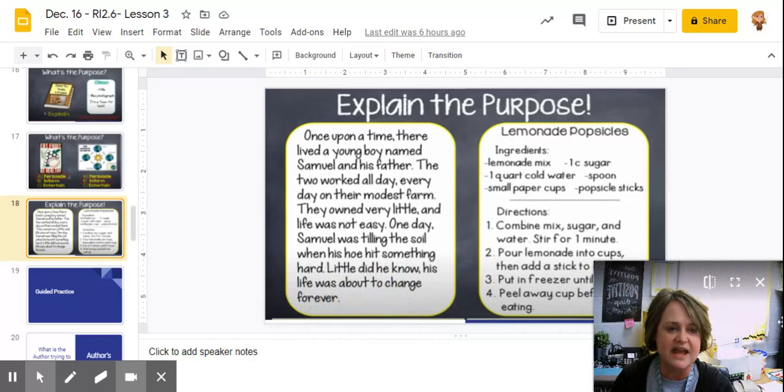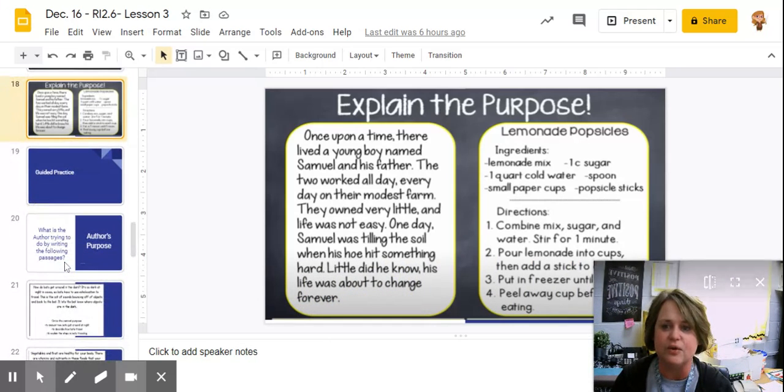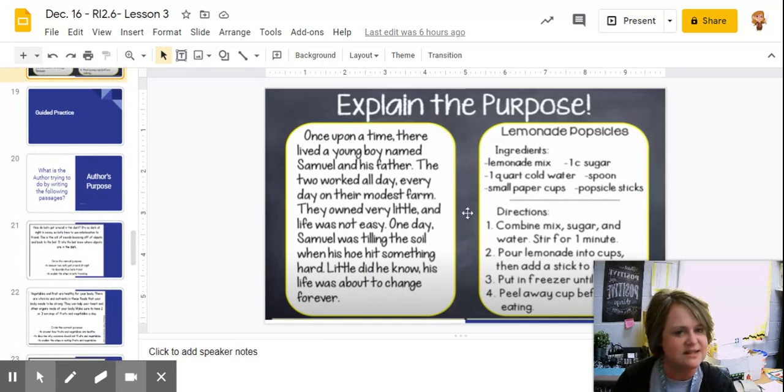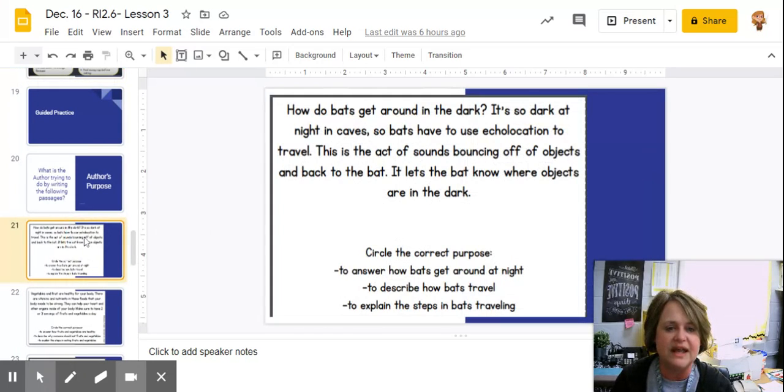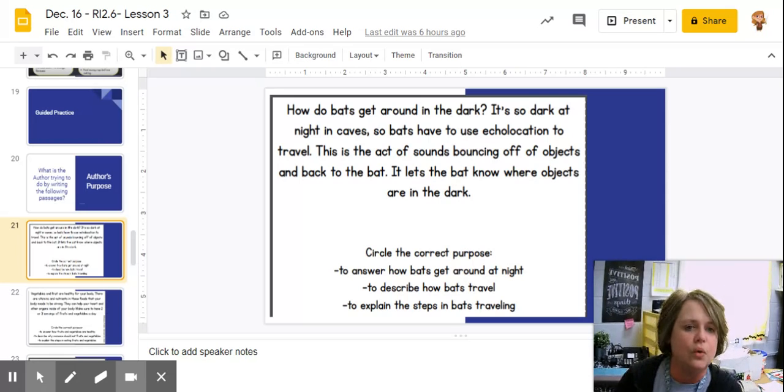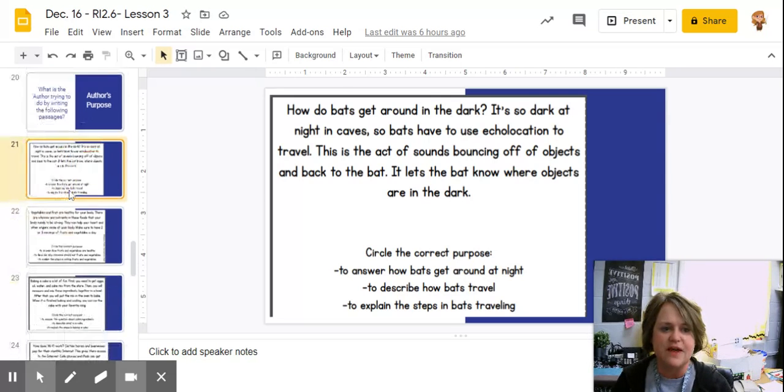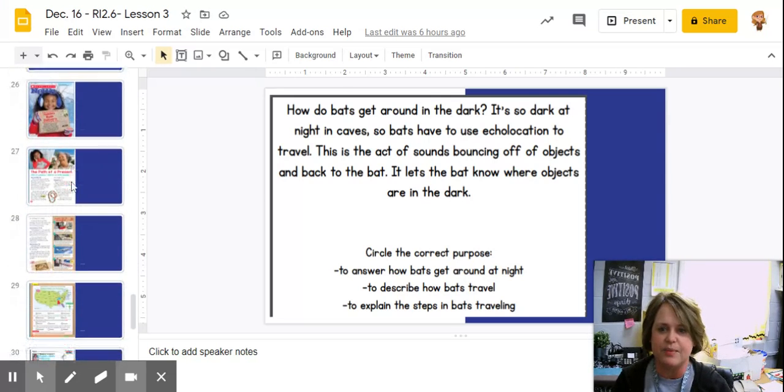Awesome. So today, when we get back on live, we are going to go through some guided practice similar to these that I just did. We're going to read it, and then we're going to chat about what we think. What was the author's purpose in writing this particular article or piece of text? So we will do that live together in guided practice.